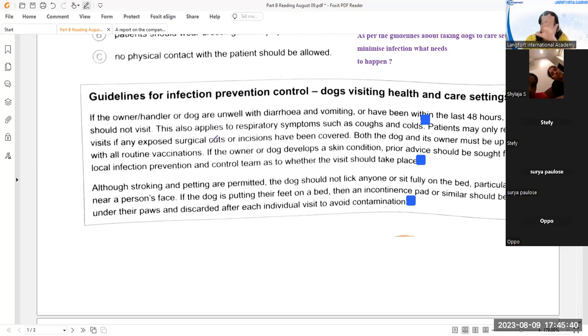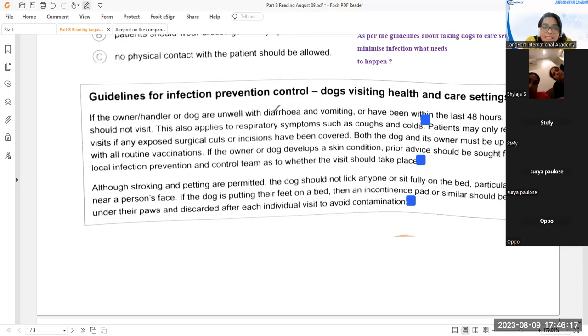So if the owner or the dog have any of these problems, they shouldn't visit. If they have a skin condition, they need to get advice. Patients can only receive the dogs in their room if their wounds or cuts are covered. They can stroke or touch the dog, but the dog should not be allowed to sit completely on the bed or lick anyone or come near the person's face. If the dog puts its feet on the bed, the paw area should be covered with some kind of incontinence pad, which needs to be discarded after each visit.